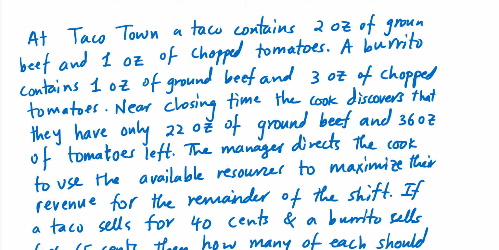They are talking here about tacos and burritos. When you read this, the manager directs the cook to use the available resources to maximize. So we're going to be maximizing. They talk about tacos and burritos, and we would like to optimize something. How do we set that up?